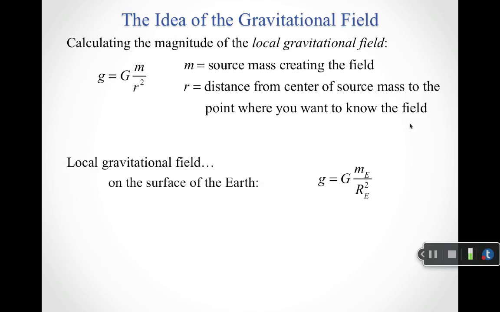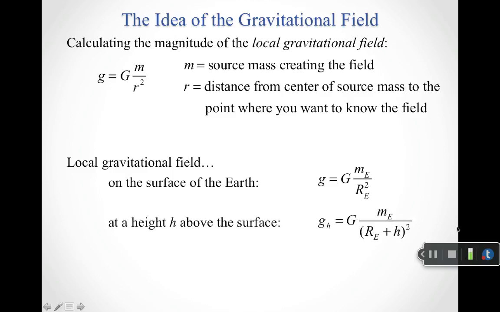And so if we want to talk about the local gravitational field, say, on the surface of the Earth, that's going to be given by the same expression that we saw for calculating gravitational acceleration on the surface of the Earth. Big G times the mass of the Earth over the radius of the Earth squared. If you want to know about at a height h above the surface of the Earth, then again, you haven't changed the source mass. That's still the Earth. G is always constant. What you have changed is how far away you are in the field. And so now we've added this extra distance h to the denominator term.